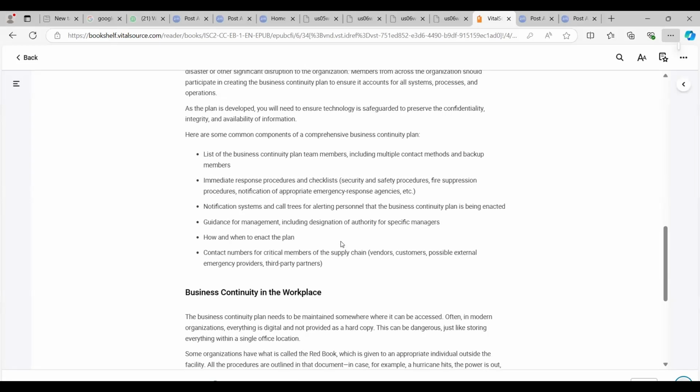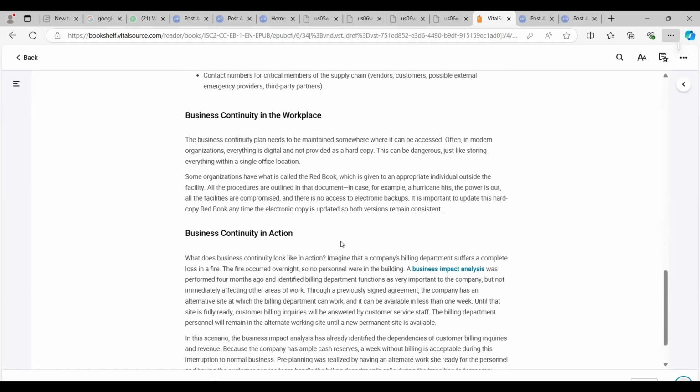So guidance for management, including designation of authority for specific managers, because they have their own roles to play during this process. Also, we have how and when to enact the plan. When are we going to take out our business continuity plan? That would be when the incident response plan fails. Then we can go to business continuity. Then contact numbers for critical members of the supply chain, for example, your vendors, your customers, possible external emergency providers, or third-party partners. All of those, we want to have their contacts in place.